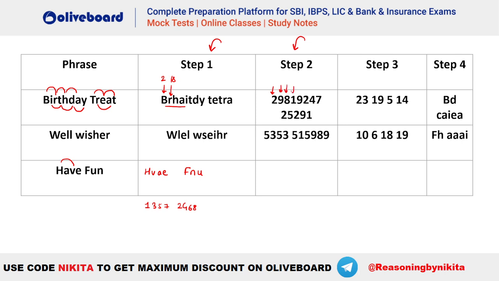H is 8, A is 1, again I is 9 here, T is 20. So 2 plus 0, again 2. Then D is 4, and Y is what? Y is 25. So we have taken a sum here, that is 2 plus 5, which is 7.